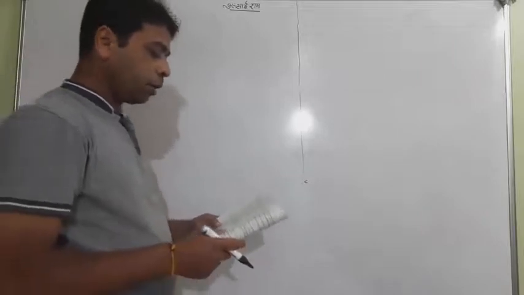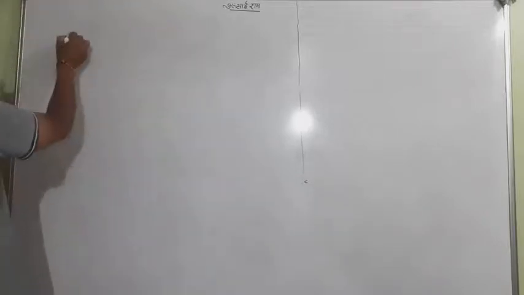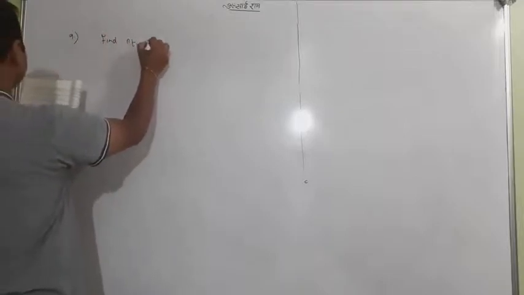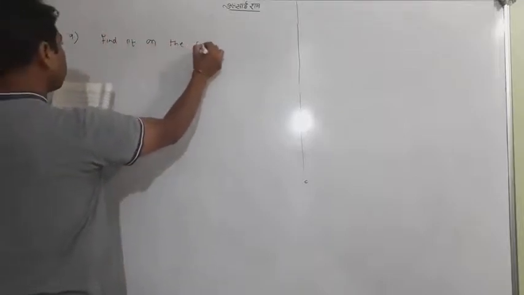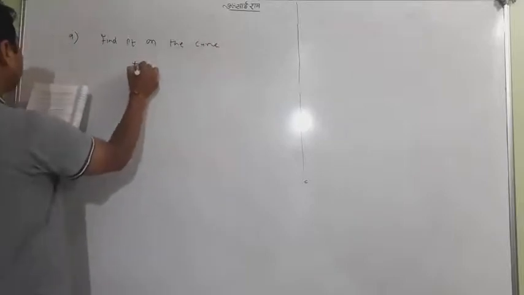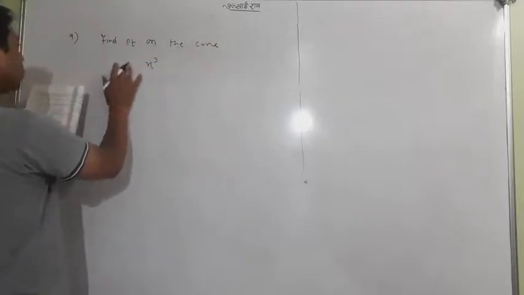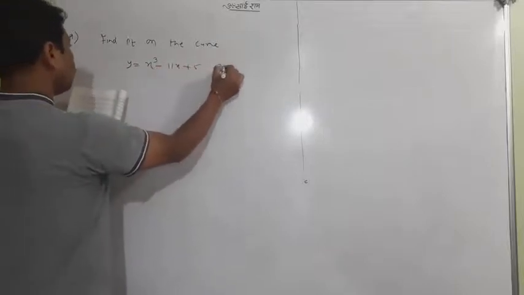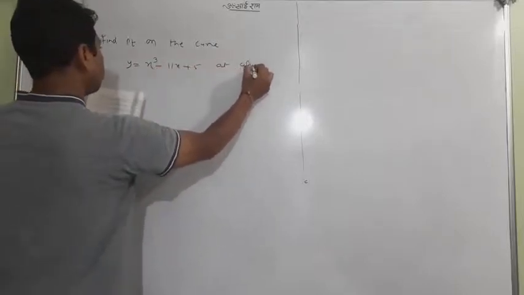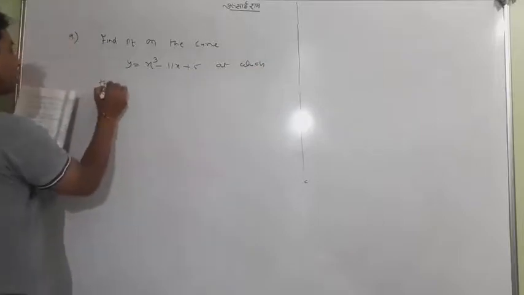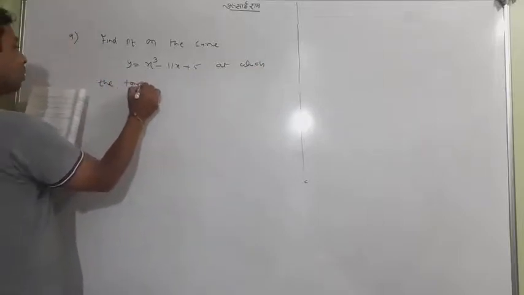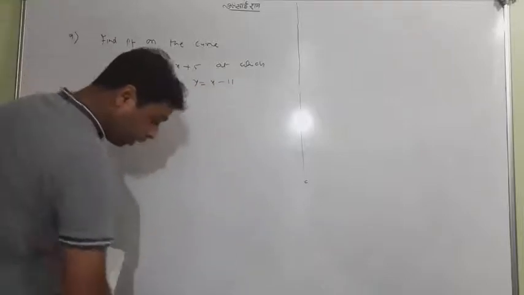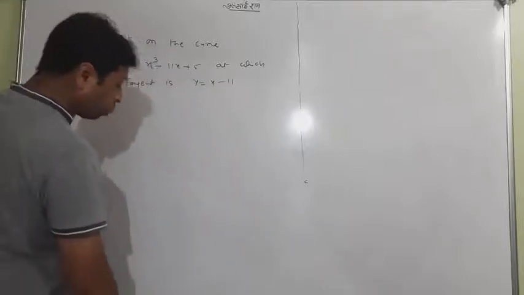Find the point on the curve, ninth one, look at. Find the point on the curve y equal to x cube minus 11x plus 5 at which the tangent is y equal to x minus 11. Very simple. It's a very simple question.